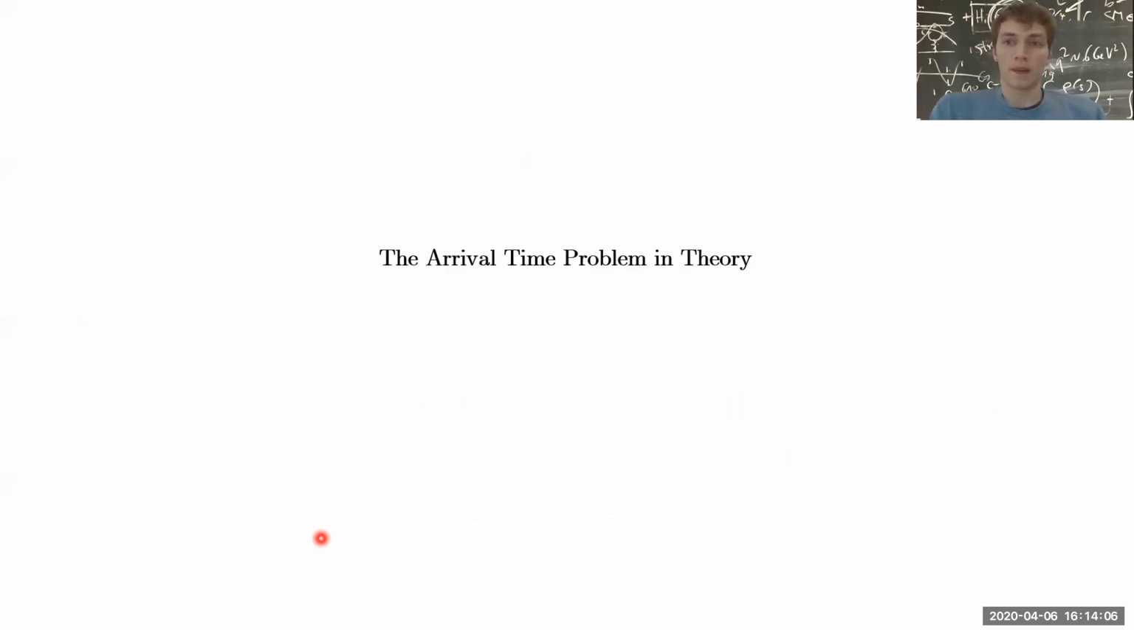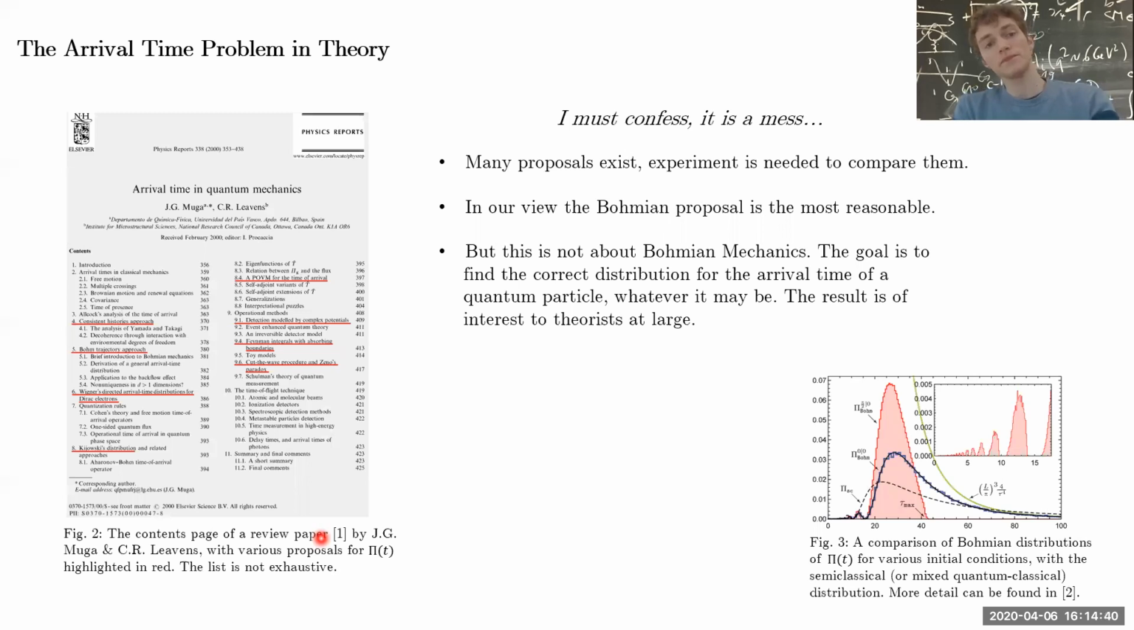Now, I'm going to discuss the arrival time problem in theory. Like I said, I'm not going to go into any technical details. I'm just going to give a general feeling of where the theory is at currently. And I would say the theory is quite messy right now. And that's exactly why an experiment would be extremely useful in this problem.